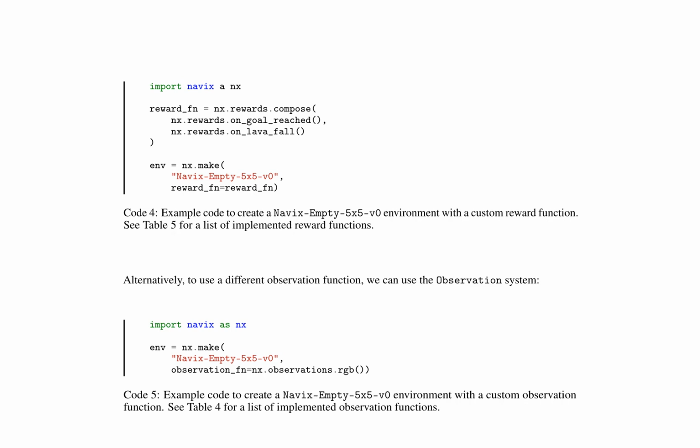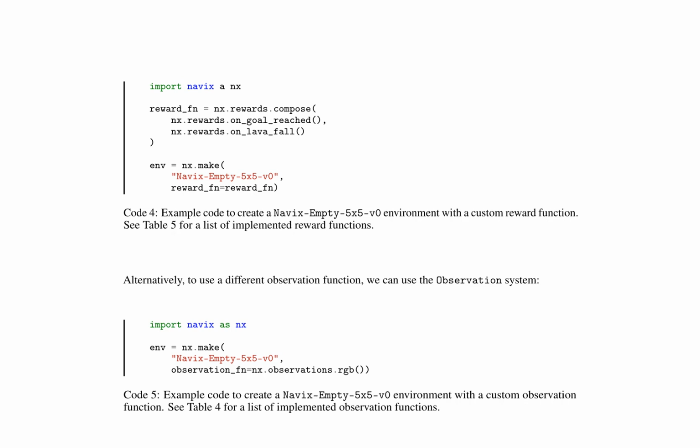NAVIX, a modular and extensible environment for reinforcement learning, is designed to facilitate the creation of complex environments by combining different systems. To create a NAVIX Empty-5x5-v0 environment with a custom reward function, the nx.rewards.compose function is used to combine multiple reward functions, such as on_goal_reached and on_lava_fall. This is demonstrated in code 4.